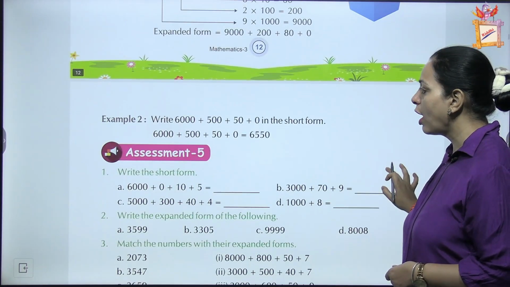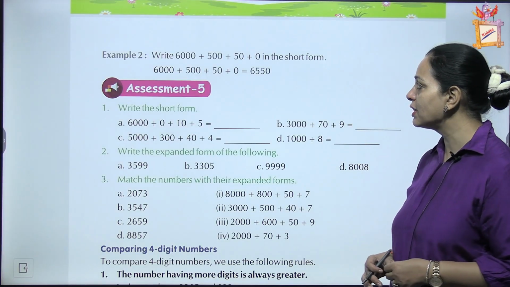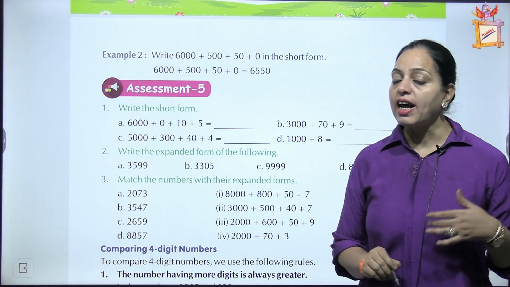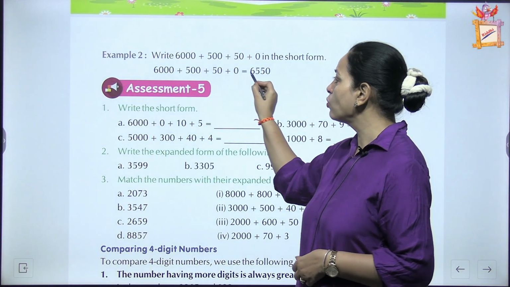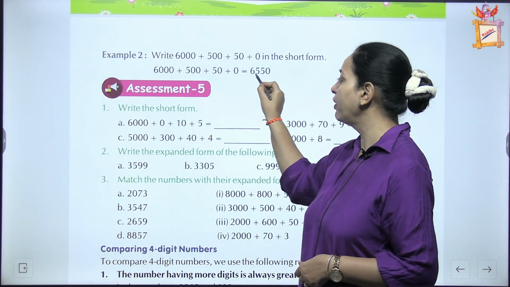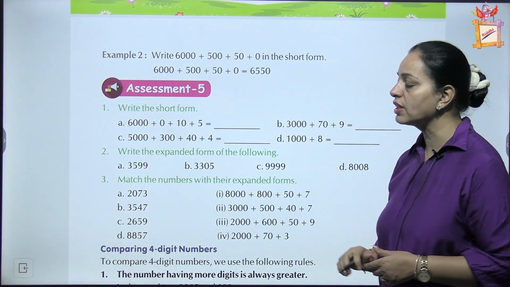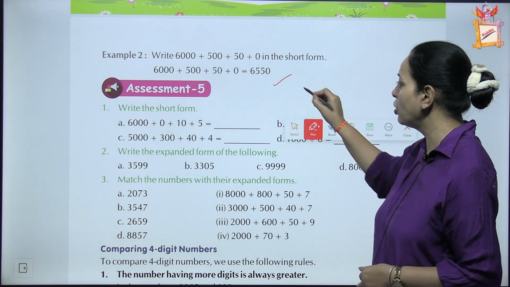Okay. Now example 2, write 6000 plus 500 plus 50 plus 0 in the short form. This is the expanded form given. From here we have to find the number. So the number is 6 at 1000 place, 5 at 100, 5 at tens and 0 at 1. So this is the number. I hope this is very much clear to you.